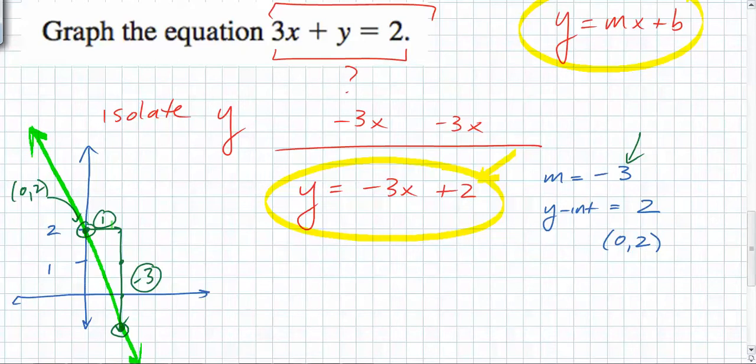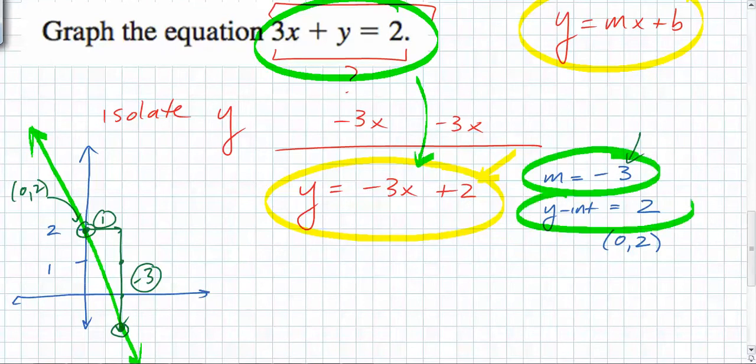Remember from a couple days ago, all you need is 2 points to define one line. So first you ask yourself, is this in slope-intercept form? If it's not, you put it into slope-intercept form. You identify the slope, you identify the y-intercept, plot the y-intercept, and then you find a second point using the slope. And you can actually tell exactly what this is. You went over 1 from 0, so you're at 1. And you went down 3 from 2, so you're at negative 1.